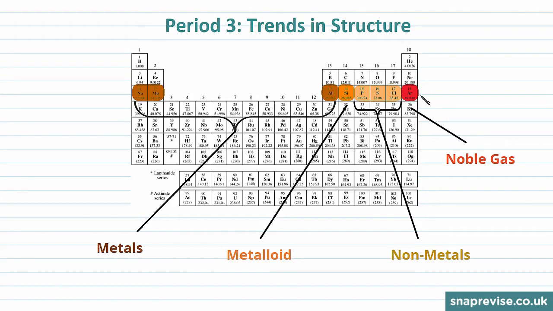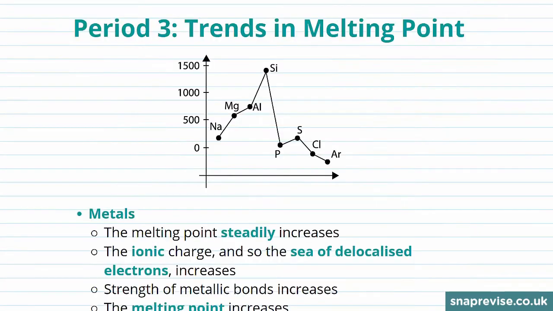So now I've had a look at the structure of the elements in period 3, let's take a look at how the structure and bonding influences some of their physical features, looking at the trends that we observe across our period. You can see that we observe a trend in the melting point of our elements within period 3. As we move through our metals, we see a steady increase in the melting point. We peak at silicon and then dip back down for phosphorus, sulfur and chlorine, our non-metals. And argon, our noble gas, has the lowest melting point of all.